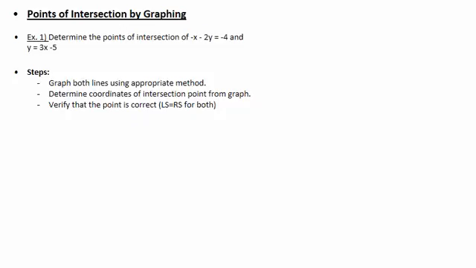So example 1, determine the point of intersection of the first line, negative x minus 2y equals negative 4, and the second line, y equals 3x minus 5. So the steps to do this are: you want to graph both lines using the appropriate method. So is the slope y-intercept method better for one of them, or is the intercept method better for one of them? Then you want to determine the coordinates of the intersection point from the graph, and finally verify that that point is correct using the left side equals right side check method that I will introduce later.